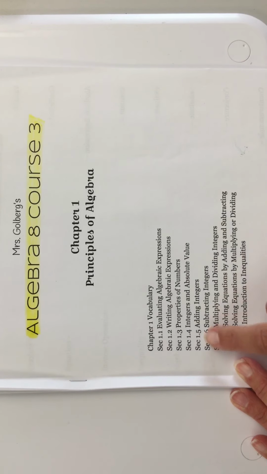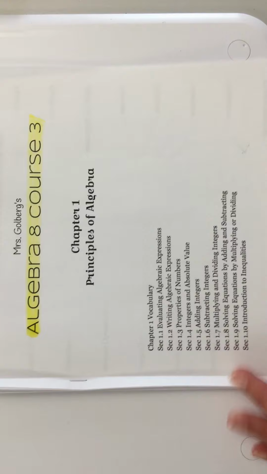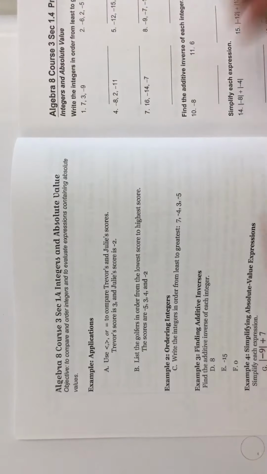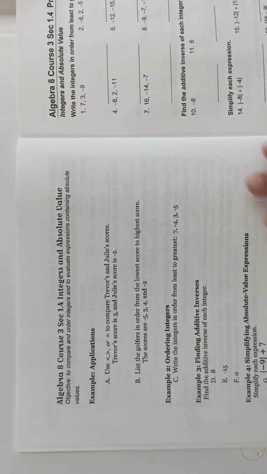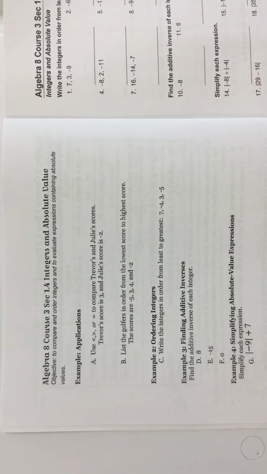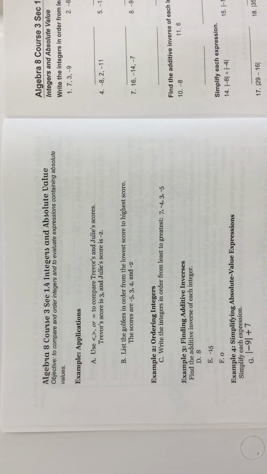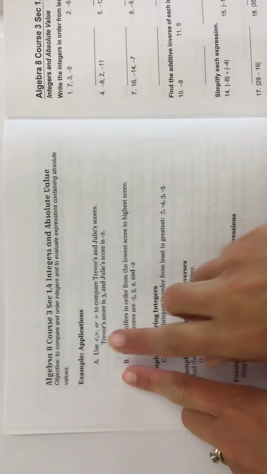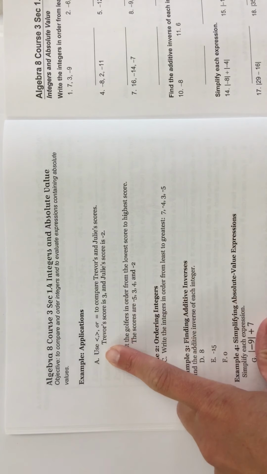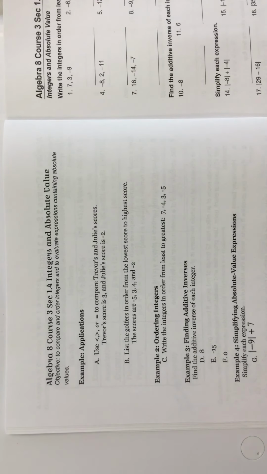Okay, 8th graders, we're moving on to section 1.4, integers and absolute value. We're going to go to this section. Your objective today is to be able to compare and order integers and to be able to evaluate expressions containing absolute value. So part of it, we want to be able to compare. Okay, so we're going to use some of those symbols that we're familiar with.